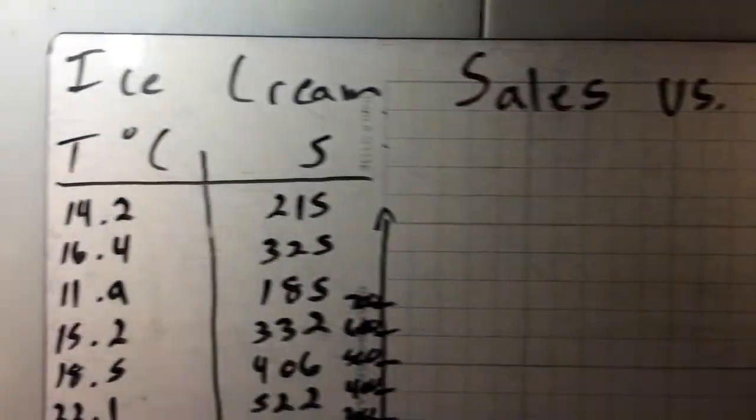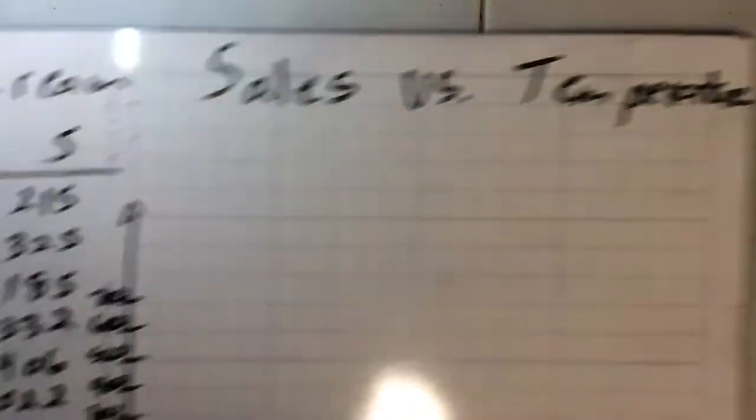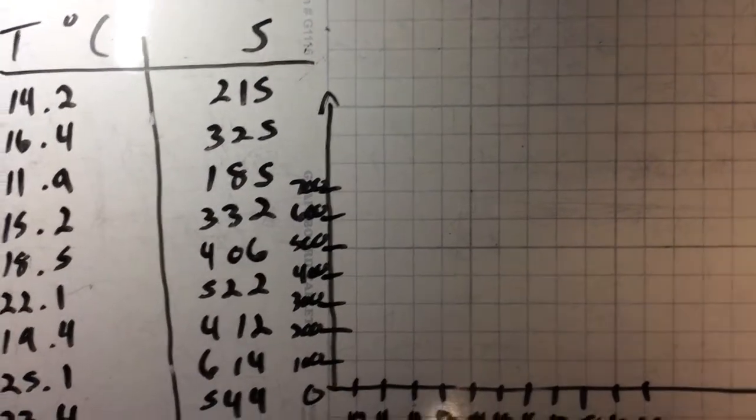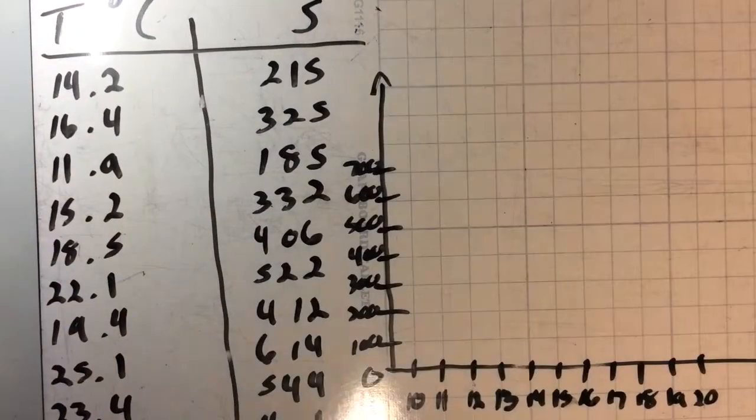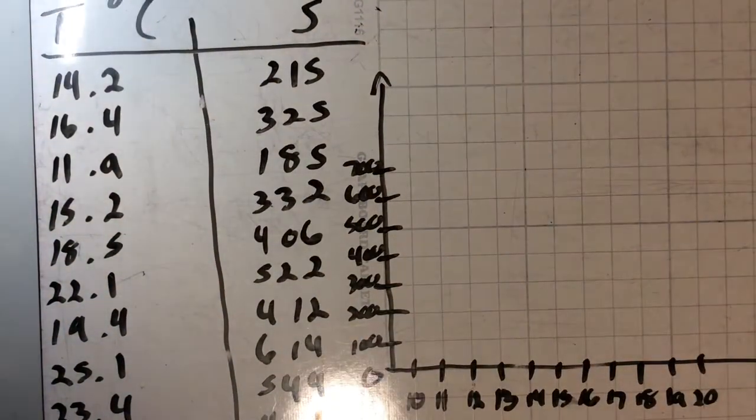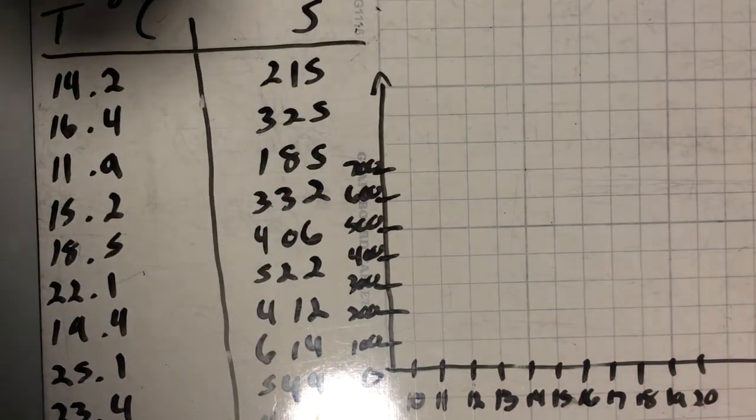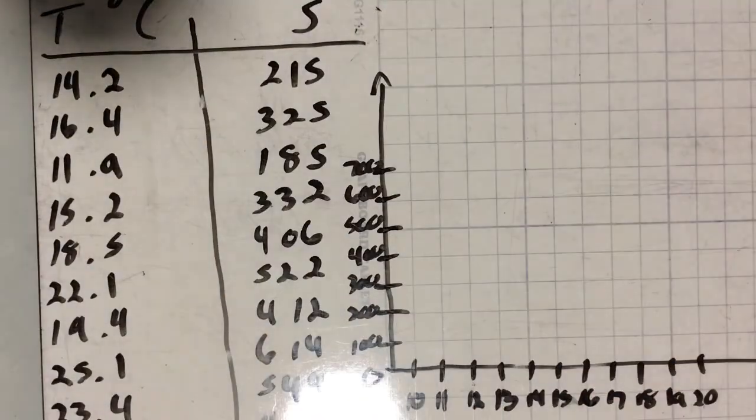Moving on to the next one here. All right, so on this next one, I've got the ice cream sales versus temperature, okay? So what I've got here is a list of the temperatures. I'm going to turn this light off. It's just kind of giving a glare on the whiteboard. So give me just a second to get that fixed. I'm going to turn this one off as well.